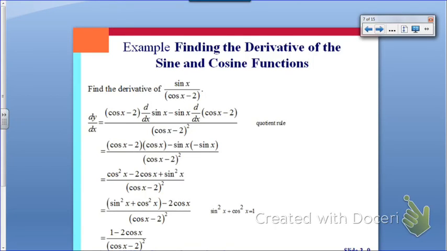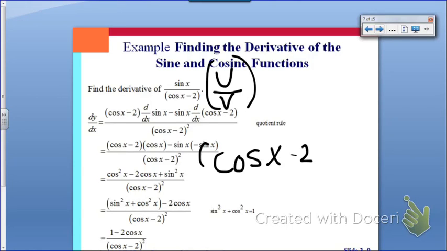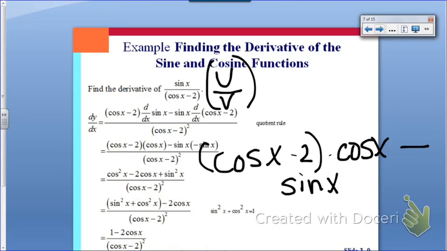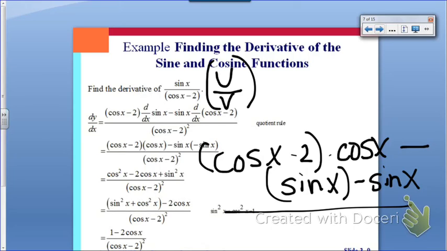Here's another example. Find the derivative of sine of x over the cosine of x minus 2. If we use our quotient rule, u over v, we take v, cosine of x minus 2, times the derivative of sine, which is cosine of x, minus sine of x, which is u, times the derivative of cosine, which is negative sine of x. Derivative of negative 2 is 0. All over v squared.